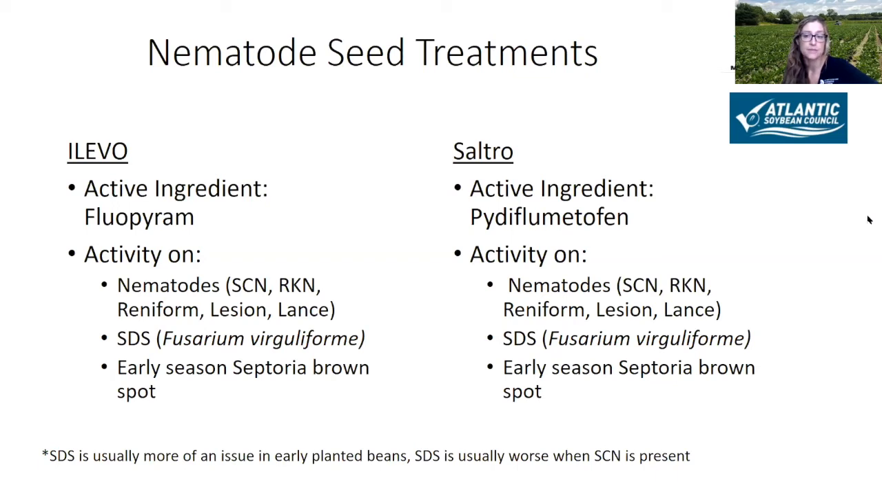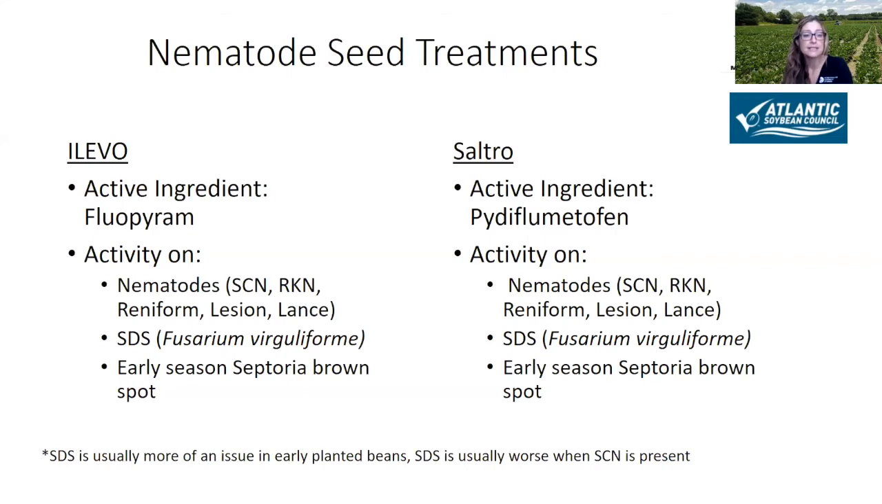The two probably most common on the market right now are Olivo and Saltro. Both of these are actually fungicides that have nematocidal activity. So we can see activity on SCN, root knot, reniform, lance, and lesion on both of these labels. But because these are fungicides, the other big target here is Fusarium virguliforme, which is the causal agent of soybean sudden death, or SDS.